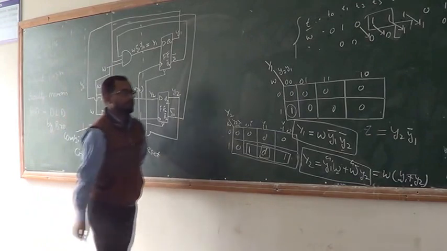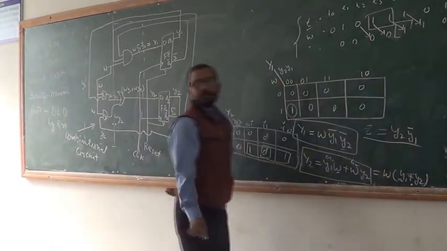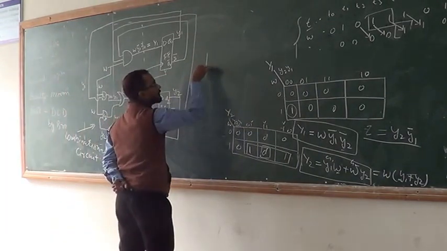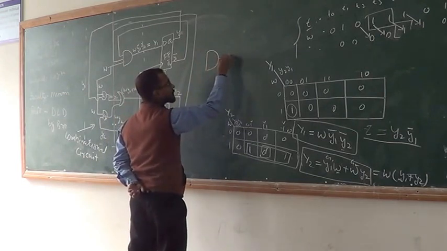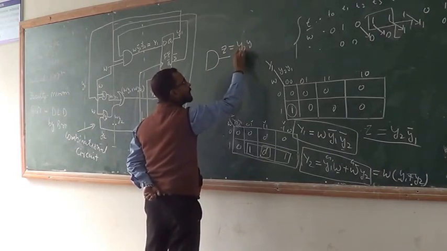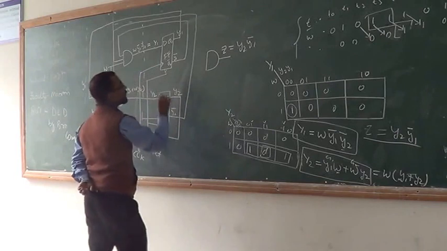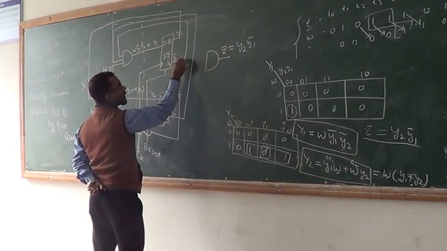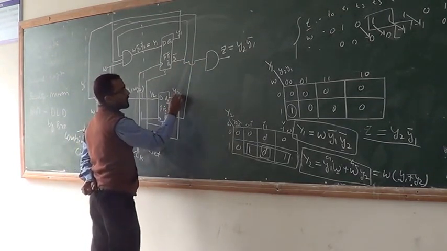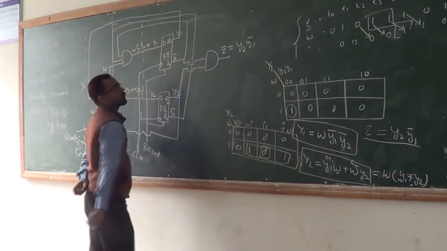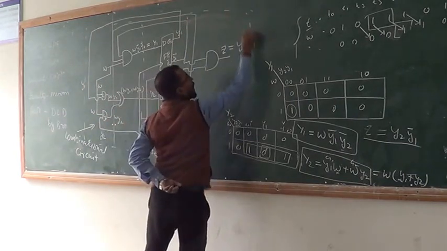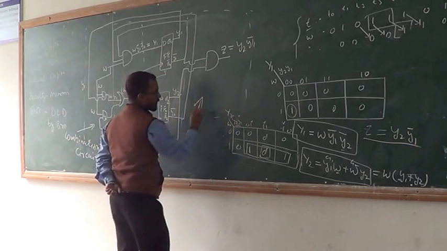And at last, what are we going to design? Z. So Z is equal to Y2 and Y1 bar. This is in product form. This is Z, and Z is equal to Y2 and Y1 bar. Here is Y1 bar, and where is the Y2? Y2 is here. This is Z. This is also a combinational part.